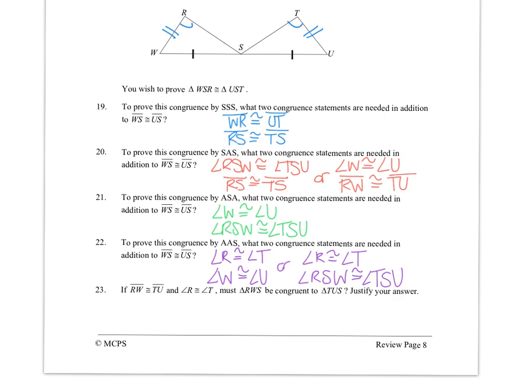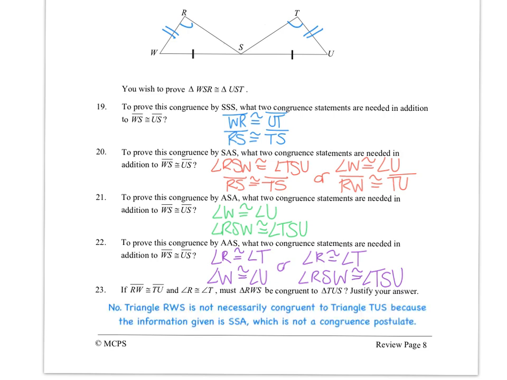And from that we know it does not prove triangle congruency. It is not a congruence theorem or a congruence postulate that we've learned. So it could be congruent. It's important to understand that it could be congruent. It just doesn't prove that it's always going to be congruent. So again, no, triangle RWS is not necessarily congruent to triangle TUS because the information given is SSA, which is not a congruence postulate.